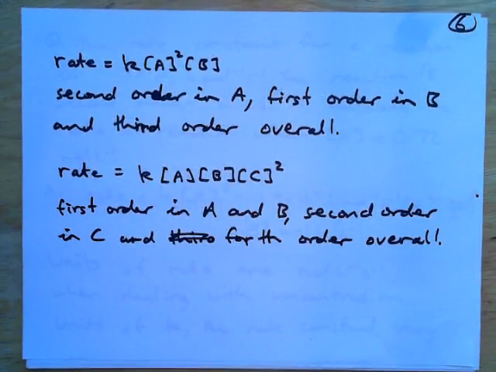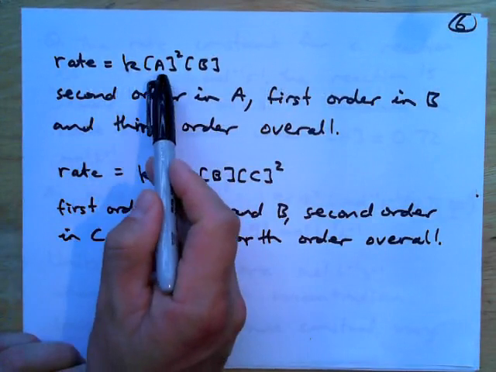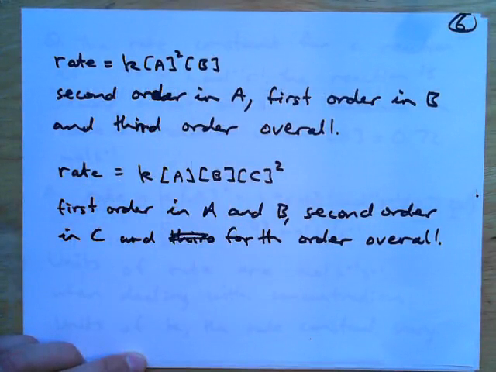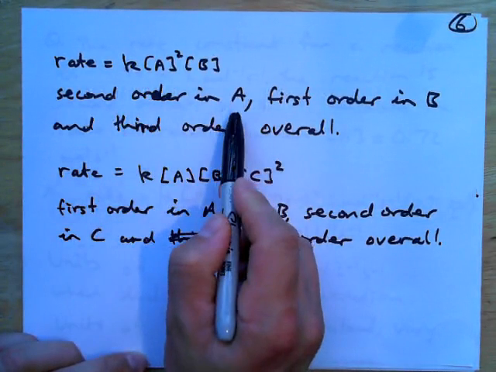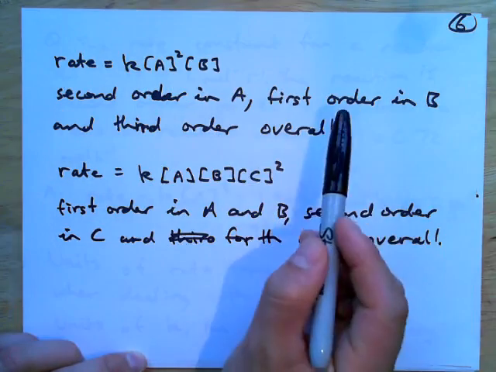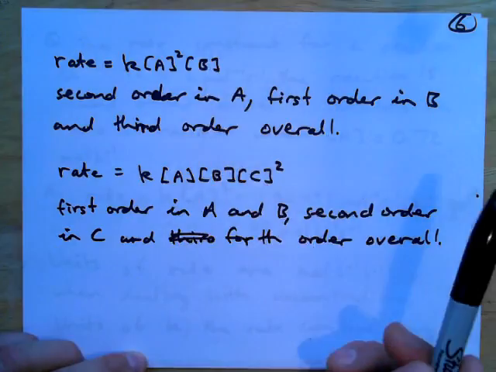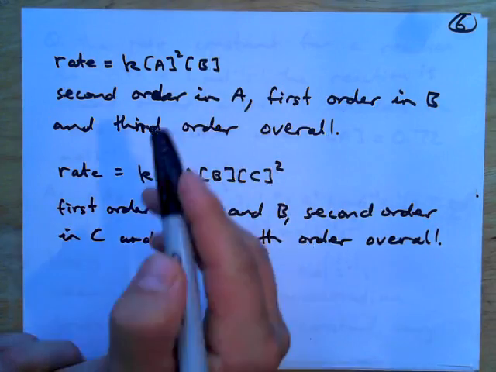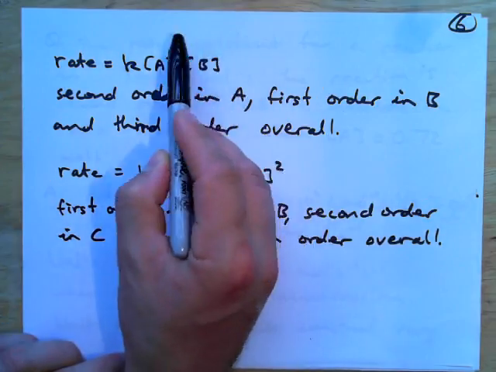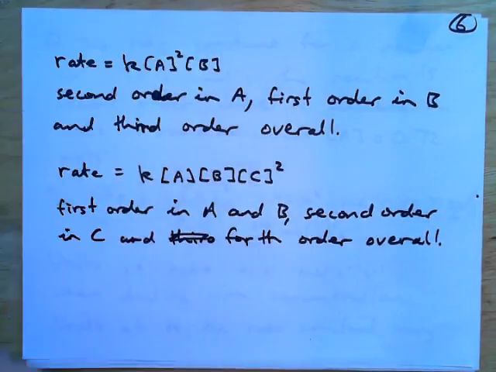So if we have another look at a law like this one, we have rate equals k times the concentration of A squared times the concentration of B. This will be second order in A because the index is 2. First order in B because there's really a 1 there. We don't write it in, but there's really a 1 there. And third order overall, because you add the indices for the different components. And so we have 2 plus 1 is 3.